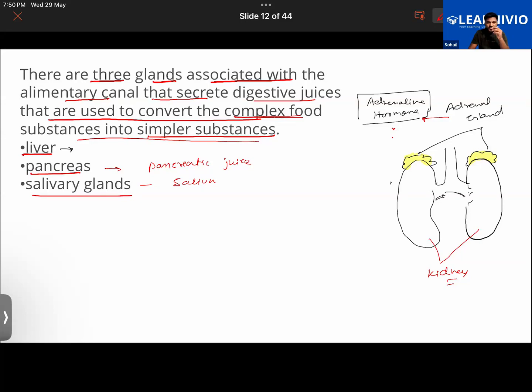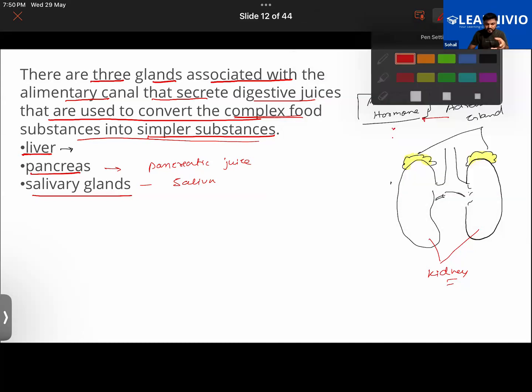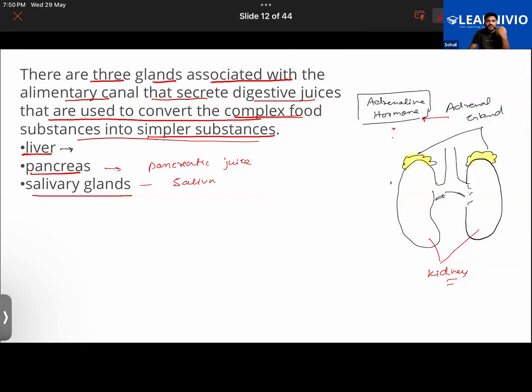Then talking about the liver. So what does the liver secrete? The liver will secrete a juice called bile juice. Very good. It secretes bile juice, and this juice helps to turn fat into energy that your body will be using.